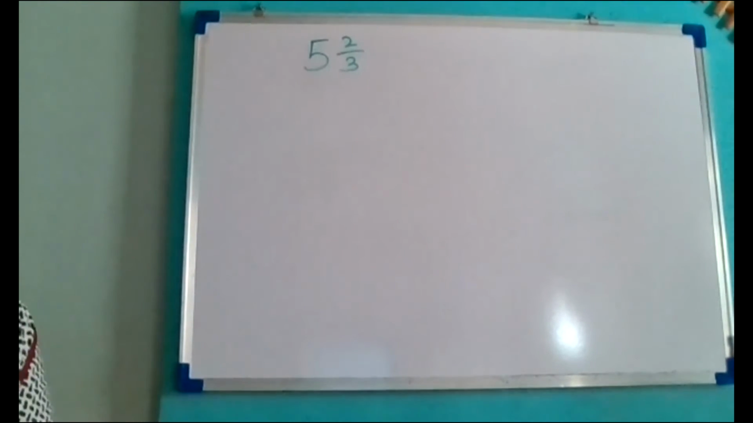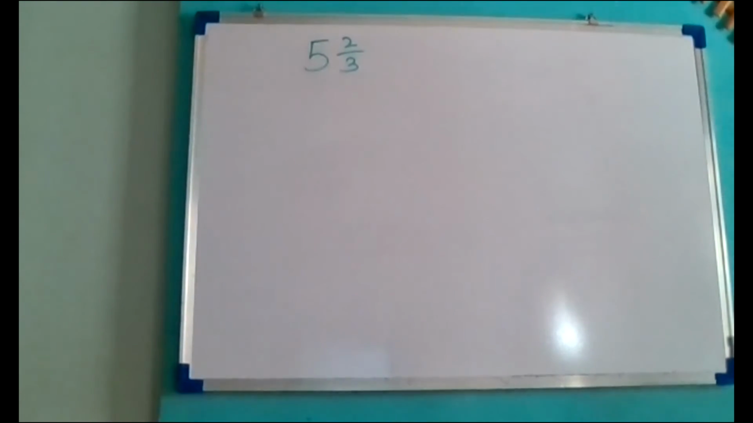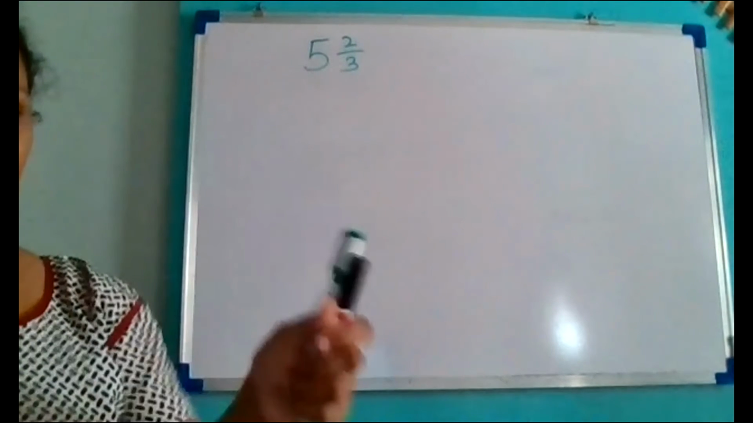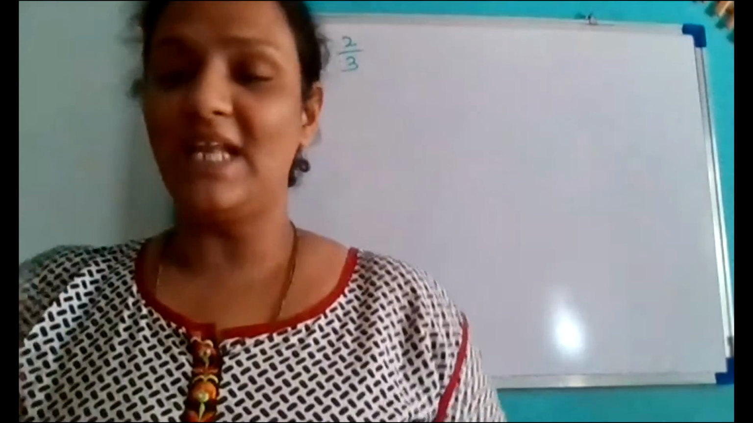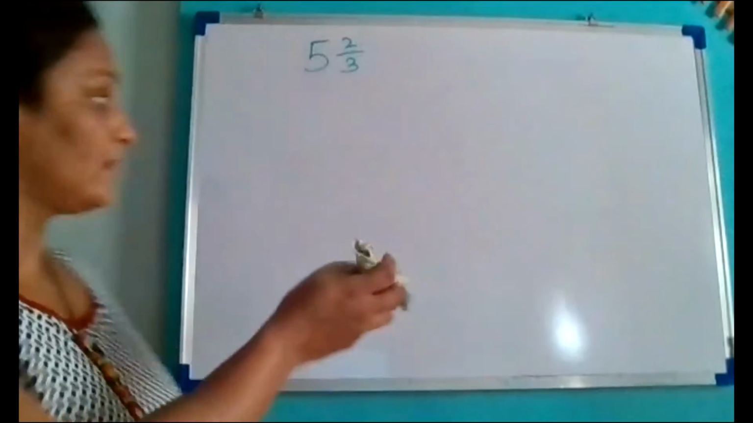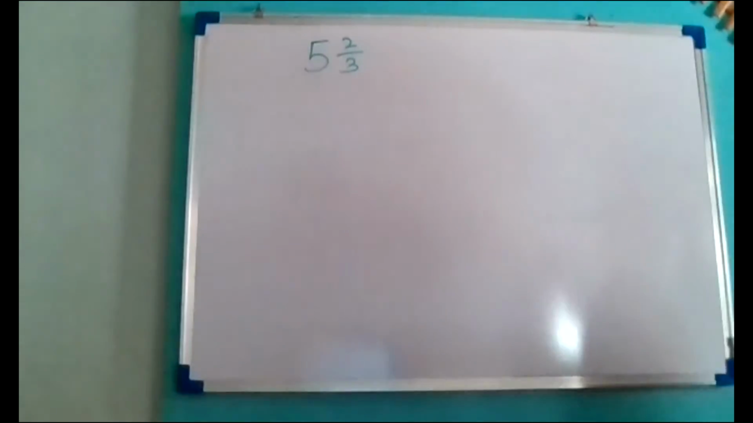5 10 15, 15 and 2 is 17. Ma'am, can I say 17? Convert it and let me know the answer. 17 upon 3. I want everyone to do it in your group.